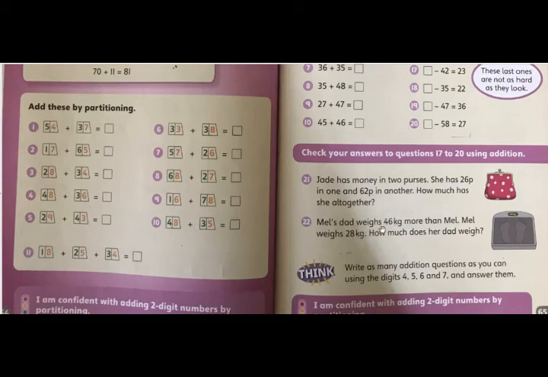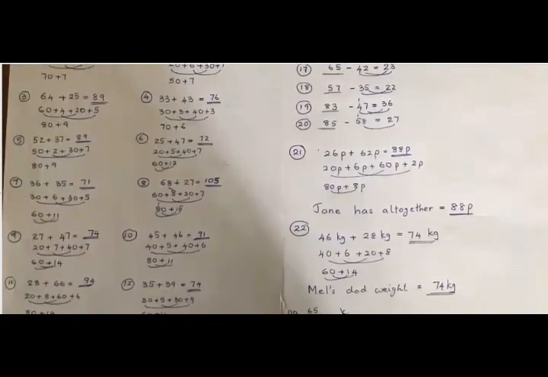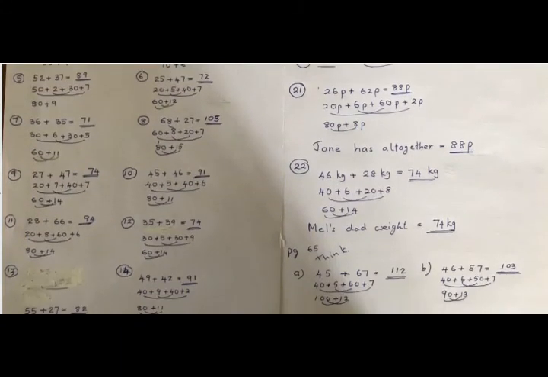28 and 46 kilograms. Earlier we added pence. Here we are adding kilograms. We'll see how I have done that. Right, we are adding 46 and 28. Same method we are using. First partition, then add. Partition 46. Now you can do it easily and quickly. 46, 40 plus 6. 28, 20 plus 8. Add tens together, add units together.